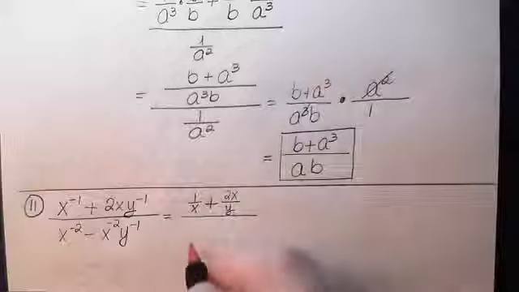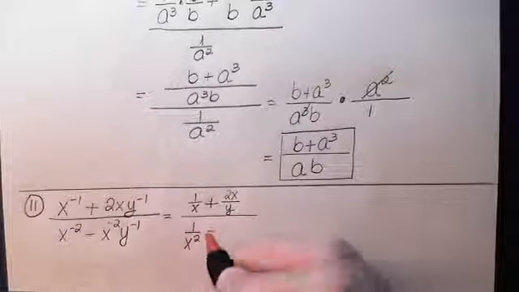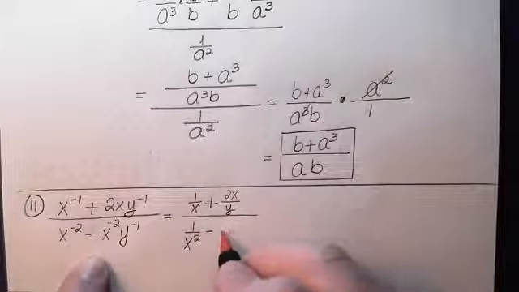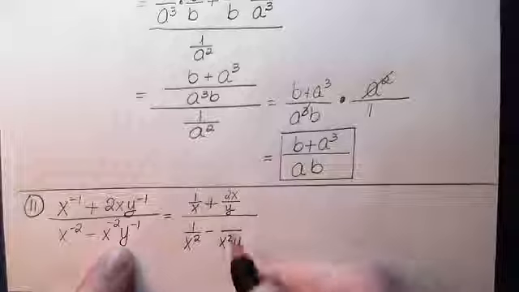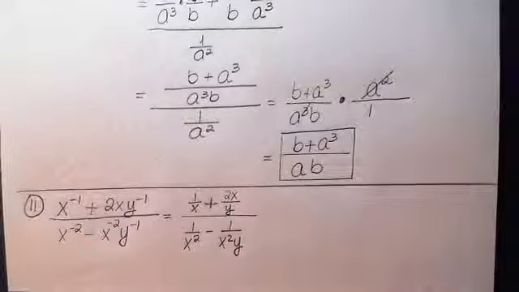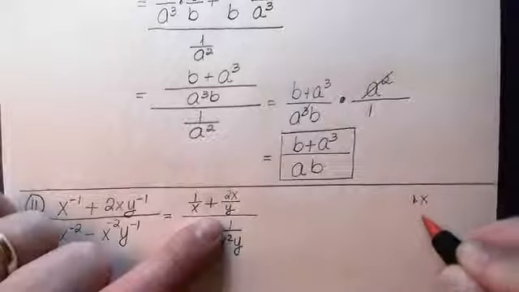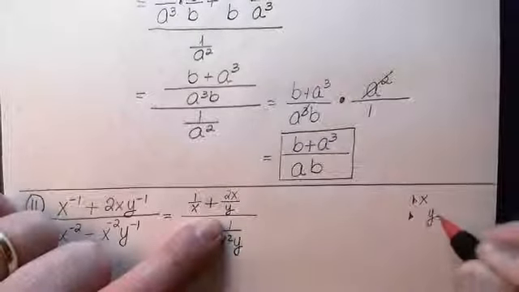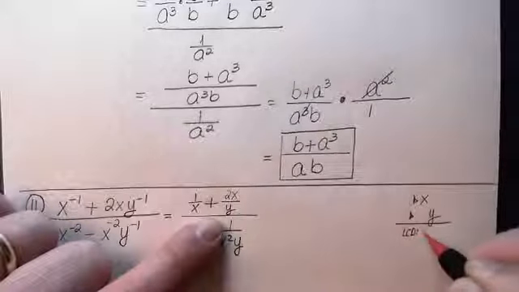Okay, let's do the same on the bottom. So I'm going to have 1 over x squared minus the x squared goes to the bottom, the y to the negative first goes to the bottom, and I'm left with 1 on top. Alright, let's find the common denominator for the top. First denominator is x, second denominator is y, therefore my LCD is xy.